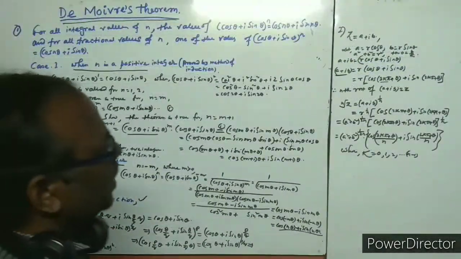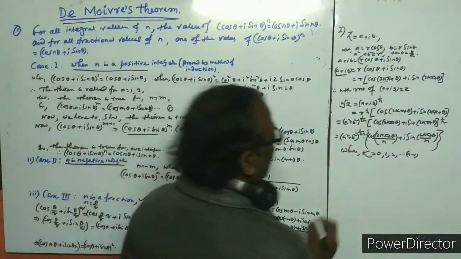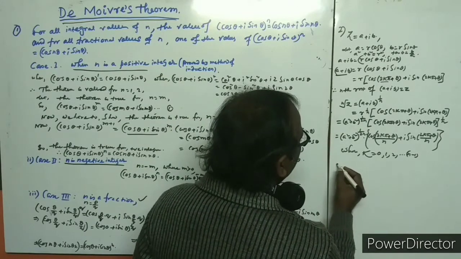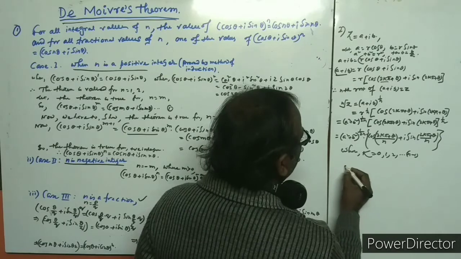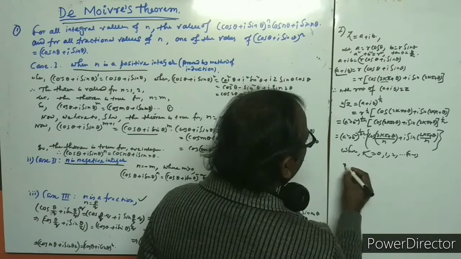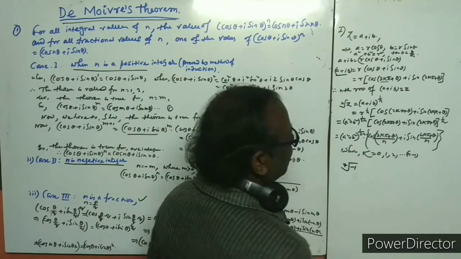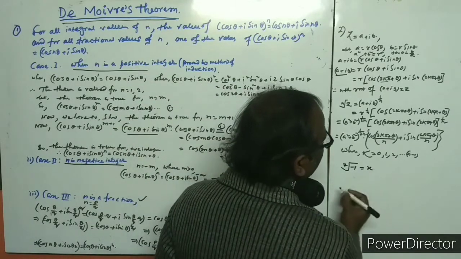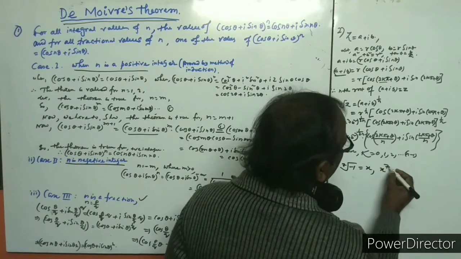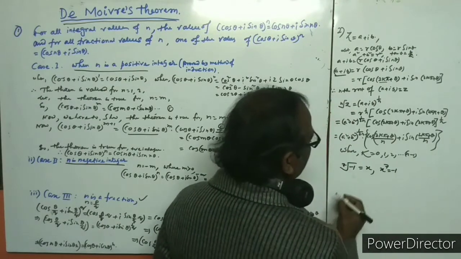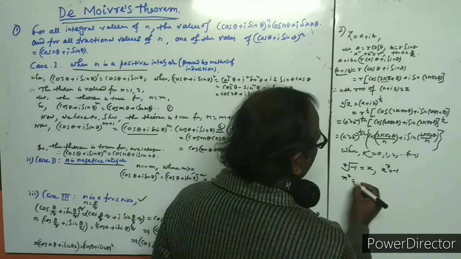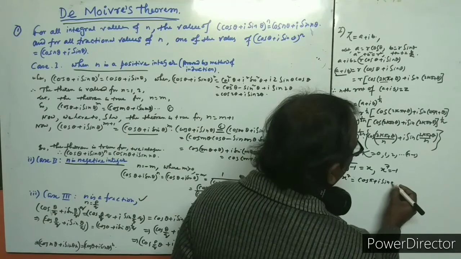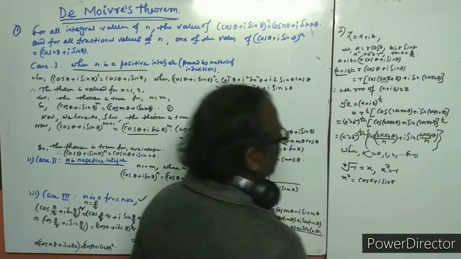For example, find the nth root, like here, the 7th root of minus 1. Okay, 7th root of minus 1. So let us assume that it is x. So we can write x to the power 7 is equal to minus 1. So we can write here minus 1 is equal to cos pi plus i sin pi. This is the principal value of minus 1.